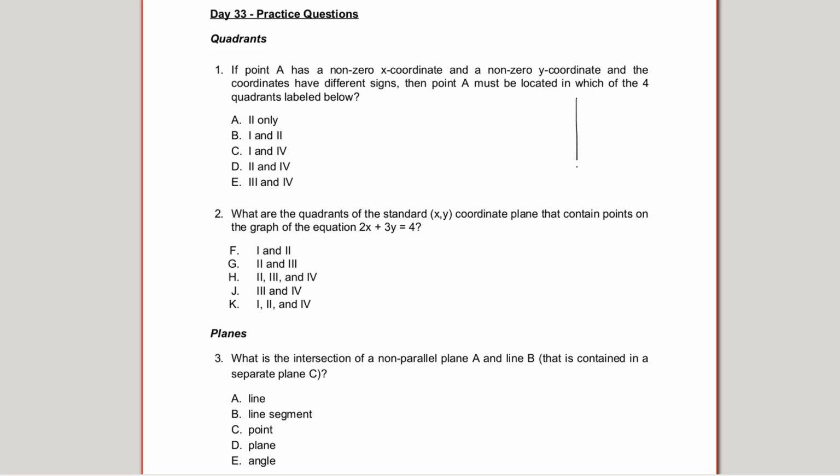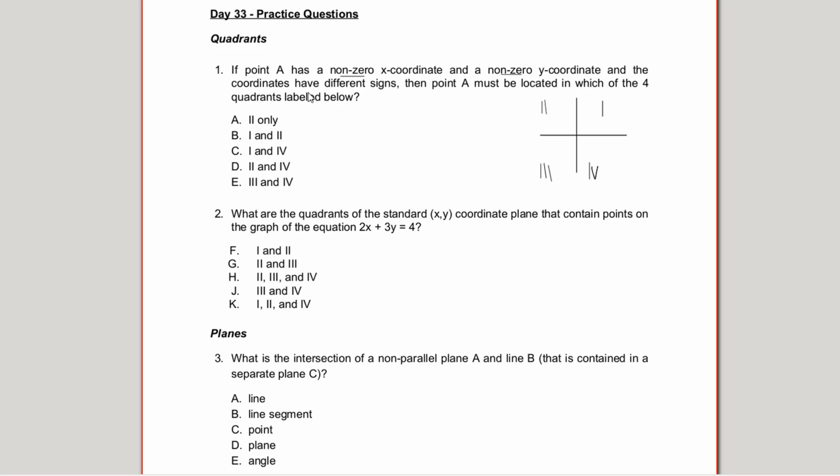So we can remind ourselves the standard is to label each of the quadrants in order counterclockwise 1 through 4. So these are our 4 quadrants. We have some important information in this first sentence. It tells us that point A has a non-zero x-coordinate and a non-zero y-coordinate. We have something other than a value of 0 for x and 0 for y.